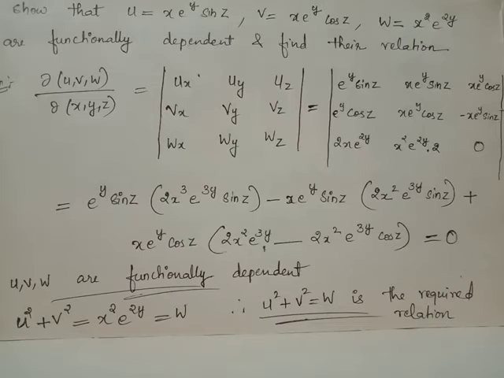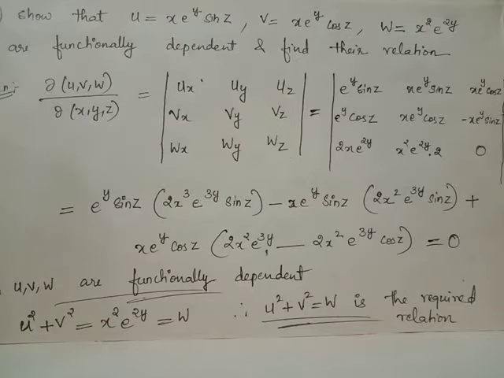Check whether functions u, v, w are functionally related and find their relation. We will have to evaluate this Jacobian, and if this Jacobian takes the value 0, then we will conclude that u, v, w are functionally related. The Jacobian is the determinant whose first row is the first order partial derivatives of u with respect to variables x, y and z.